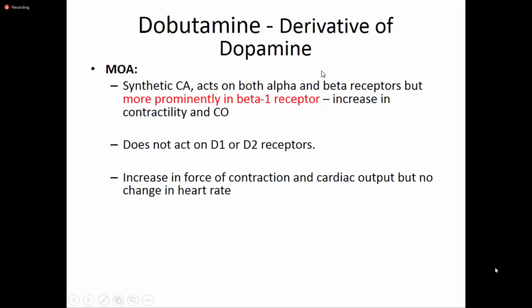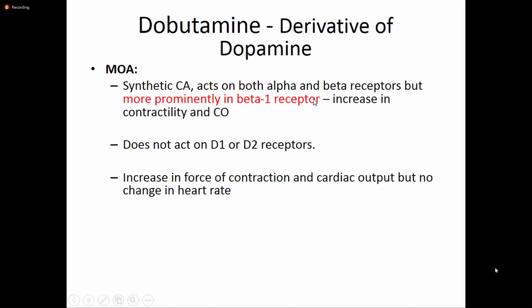Continuing with the synthetic catecholamines, another important one is dobutamine, and it is a derivative of dopamine. It acts on both alpha as well as beta receptors, but most importantly, it stimulates the beta-1 receptors. So the main action of dobutamine is in the heart, because the main location of beta-1 receptors is in the heart. When given, it prominently stimulates the beta-1 receptors present in the heart.